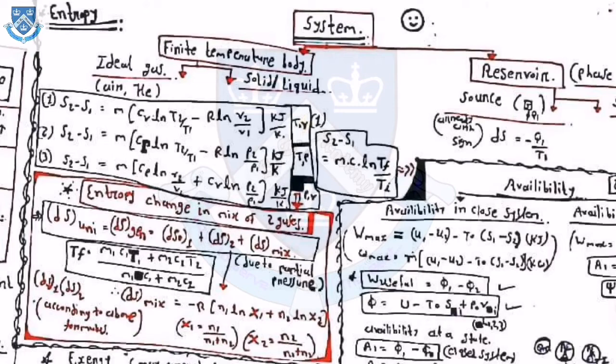For a finite temperature body, there is an ideal gas and a solid or liquid. If the question says the substance is an ideal gas like air or helium, then you have to use these equations. The first one is S2 minus S1 is equal to m into Cv ln T2 by T1 minus R ln V2 by V1. The second one is S2 minus S1 is equal to m into Cp ln T2 by T1 minus R into ln P2 by P1.